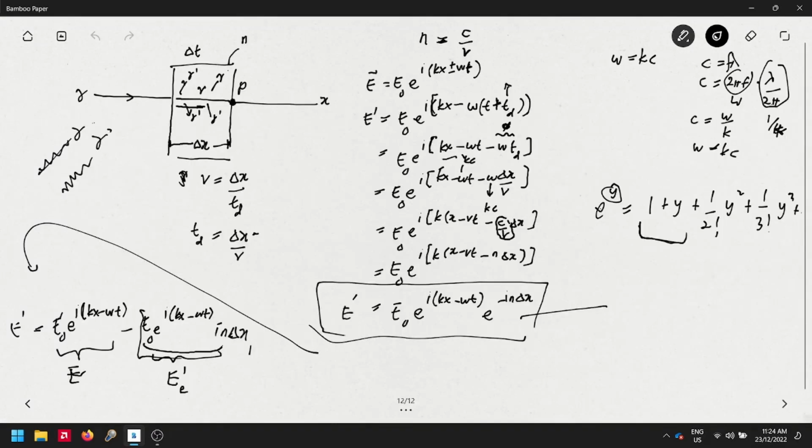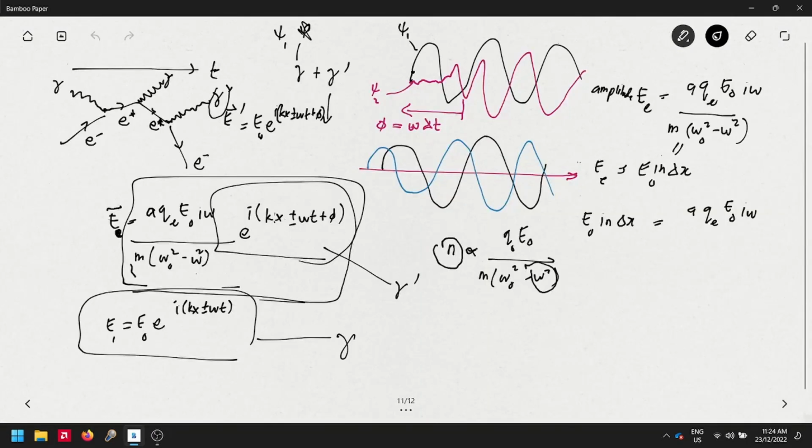Maybe I'm missing something. There should be omega, right? Okay, maybe I'm doing the wrong math, but the thing is, m over omega naught squared minus omega squared. And then if you cancel this one, this one, this one, this one, and then n, and then you bring this down here, n is given by a constant. I mean, n is proportional to the inverse of omega squared. So meaning to say n is depending on our omegas.